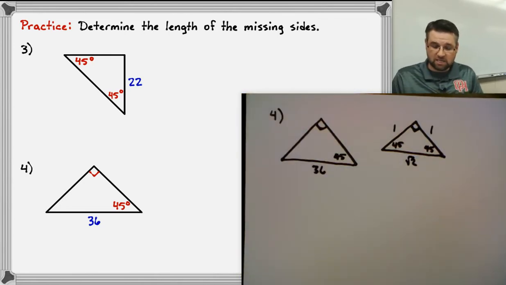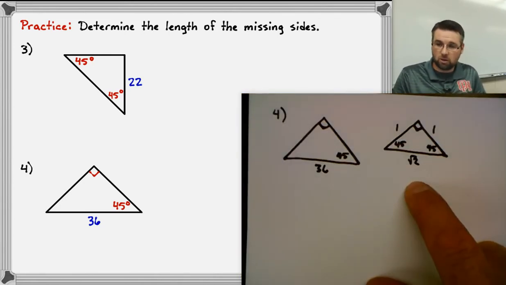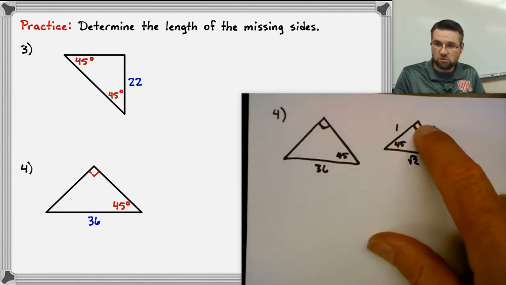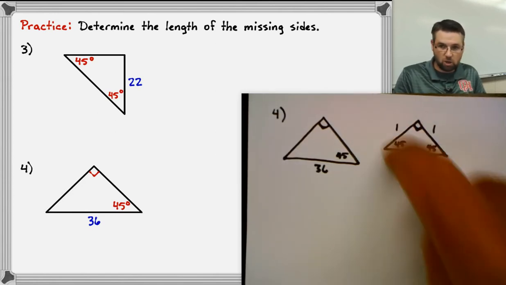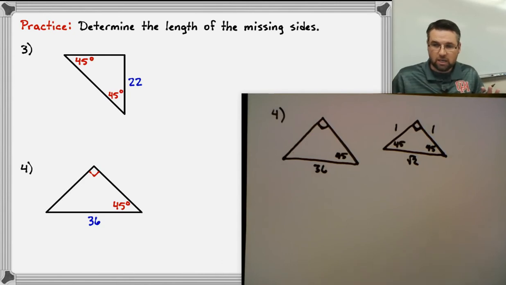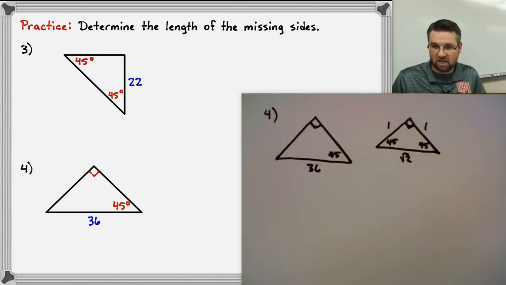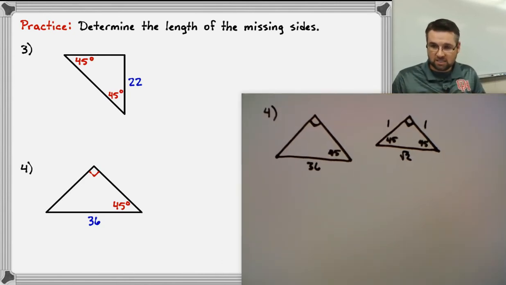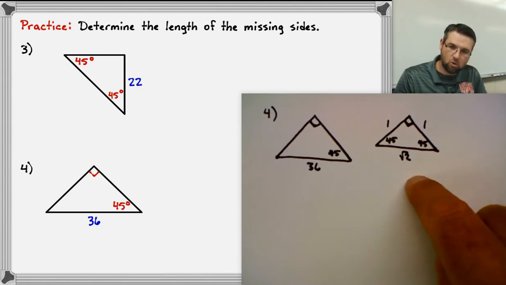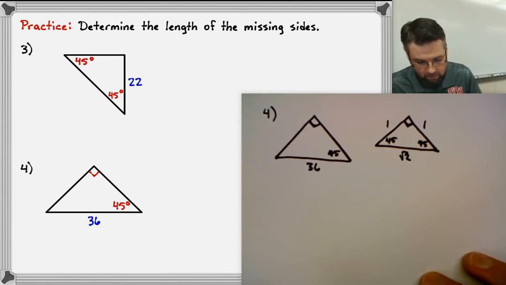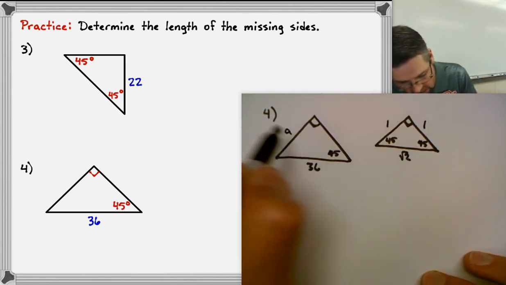I do want to emphasize, though, that these lengths only work in a 45, 45, 90 triangle. You can't just put 1, 1, rad 2 on any right triangle. It only works for the 45, 45, 90 kind, okay? The next lesson, we're going to be talking about the 30, 60, 90 triangle, and those lengths will be different. So you want to make sure that these go with the 45, 45, 90, okay? So I'll call this side A and this side B.